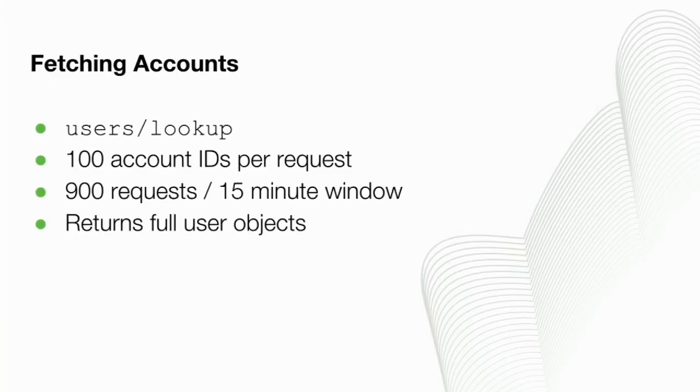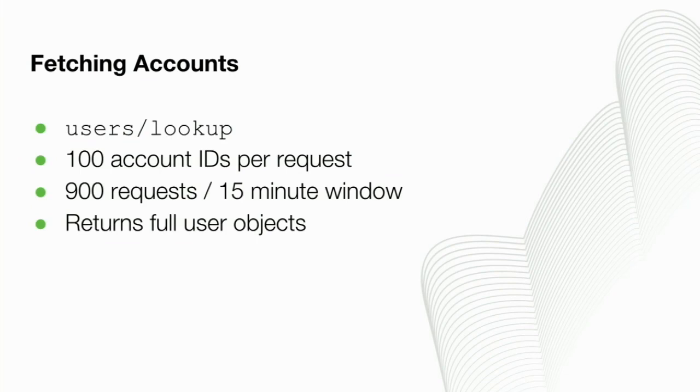The first way we found accounts was using the Users Lookup API endpoint. This endpoint allows us to send up to 100 user IDs, and then for every ID that's valid, Twitter will return to us the full user object. Now, what's important to note about this endpoint is that it's incredibly quick. It allows us to make 900 requests every 15 minutes.